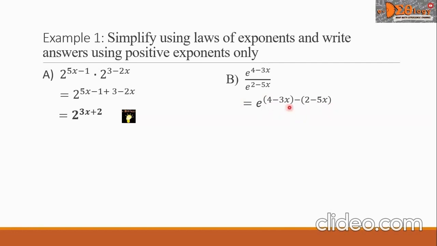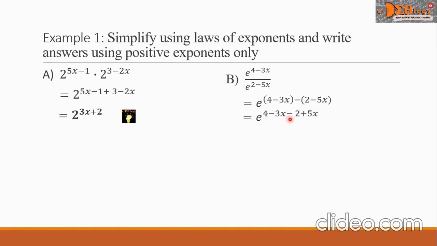In the first group, we can directly remove the grouping symbol, but for the second group, we need to change first the sign of the terms inside this grouping symbol. So we have now e raised to 4 minus 3x minus 2 plus 5x. And from here, we can combine similar terms.